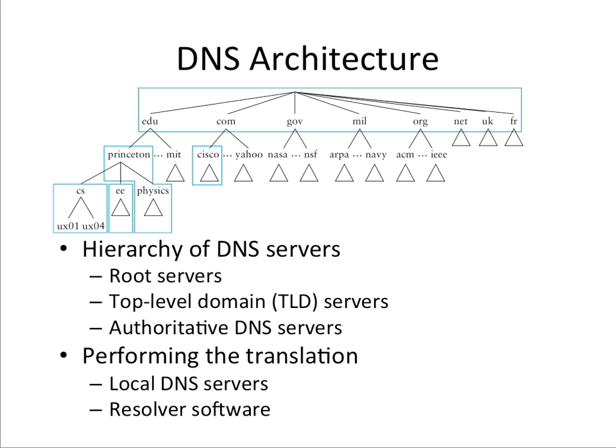So it turns out, for each level of hierarchy, there is a hierarchy of DNS servers as well. For example, there is a set of servers that are responsible for the top-level domains. And what that means is they keep track of what servers have information related to names that belong in that hierarchy. And for example, there might be a DNS server that's responsible for everything that's princeton.edu.